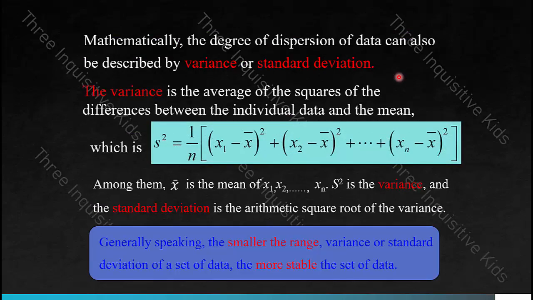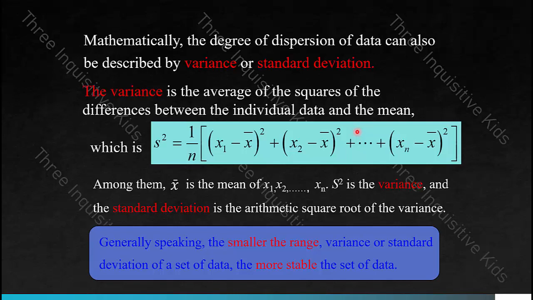Mathematically, the degree of dispersion of data can also be described by variance or standard deviation. So what is variance? The variance is the average of the squares of the differences between the individual data and the mean, which is this. So you would first find the mean of the set of data, and then subtract the mean from each data in that data set, while squaring each of those differences and adding them up.